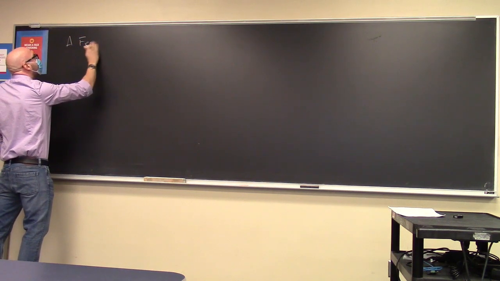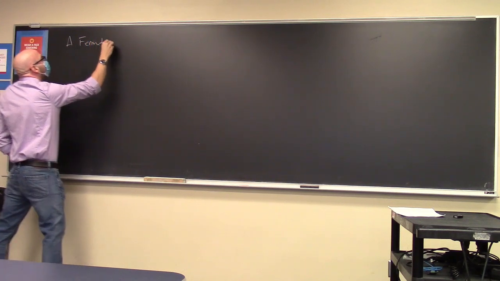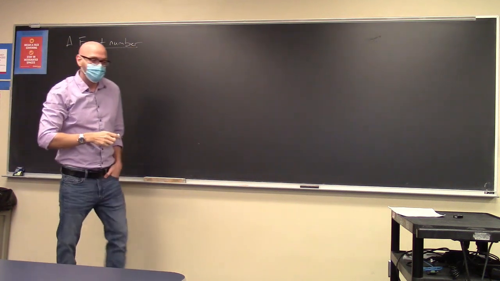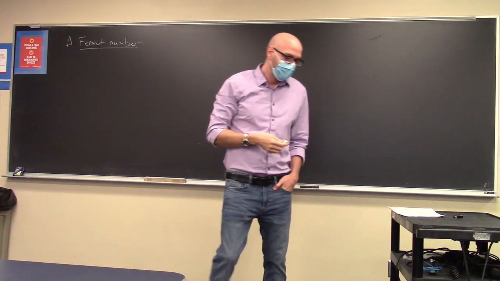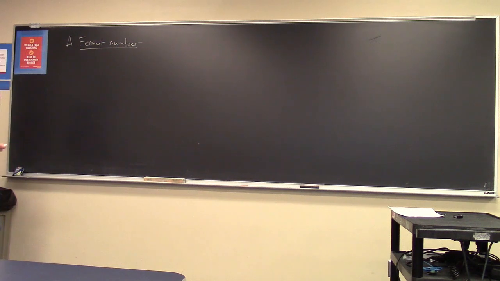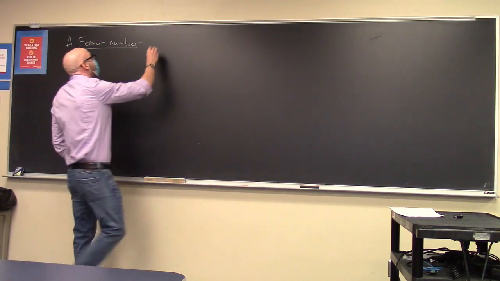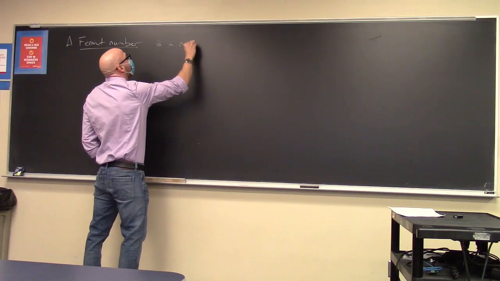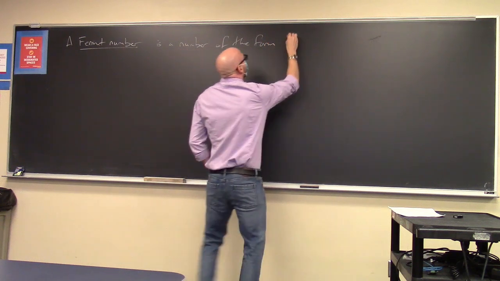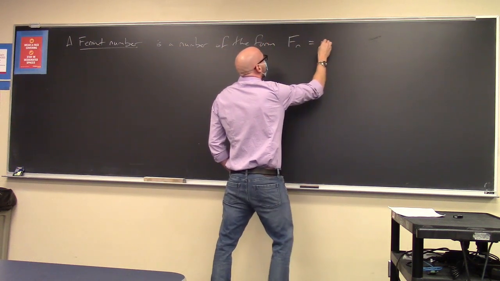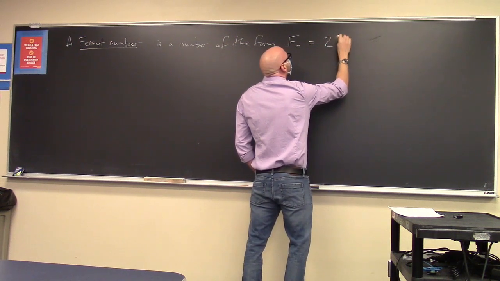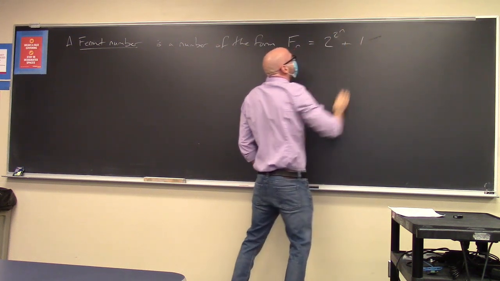let's make a definition here. A Fermat number. This is the same Fermat as we discussed earlier in the semester, Pierre Fermat, who did a whole lot of number theory. Of course, the famous one is Fermat's last theorem that we talked about. A Fermat number is a number of the form F sub n is going to be 2 to the 2 to the n plus 1.